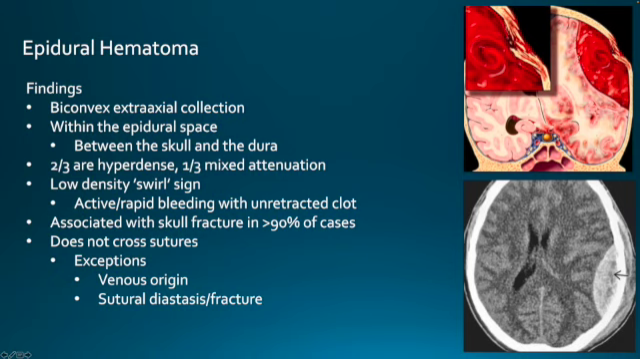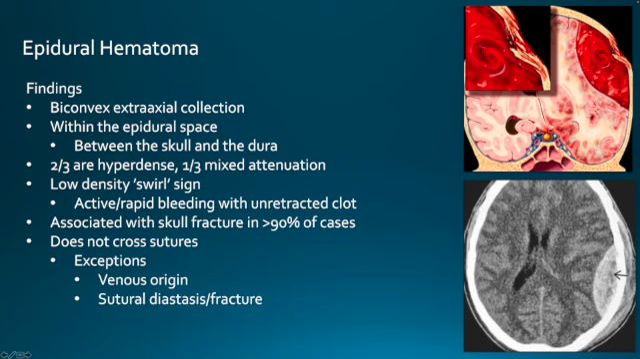These tend to be hyperdense when they present acutely, but about a third of them can have mixed attenuation, which is what this diagram is showing here. So this is a predominantly hyperdense biconvex extraaxial collection, but there are some elements of lower attenuation. Now, the significance of that is called the low density swirl sign, and that can suggest that there's actually active bleeding with unrestricted clot in this collection, and that's a poor prognostic sign.